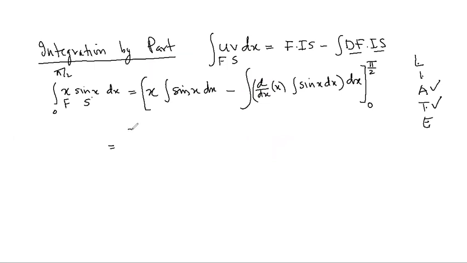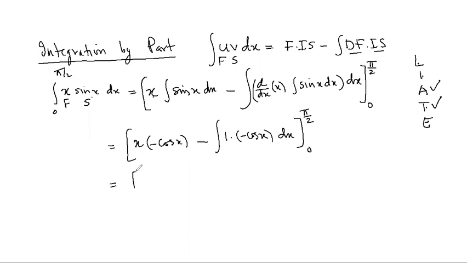So let's complete the integration. The integral of sin x is minus cos x, minus the derivative of x, which is 1, times the integral of sin x, which is minus cos x. We have to integrate once more. So minus x cos x. So this job is done. Minus of minus is plus, the integral of cos x is sin x.